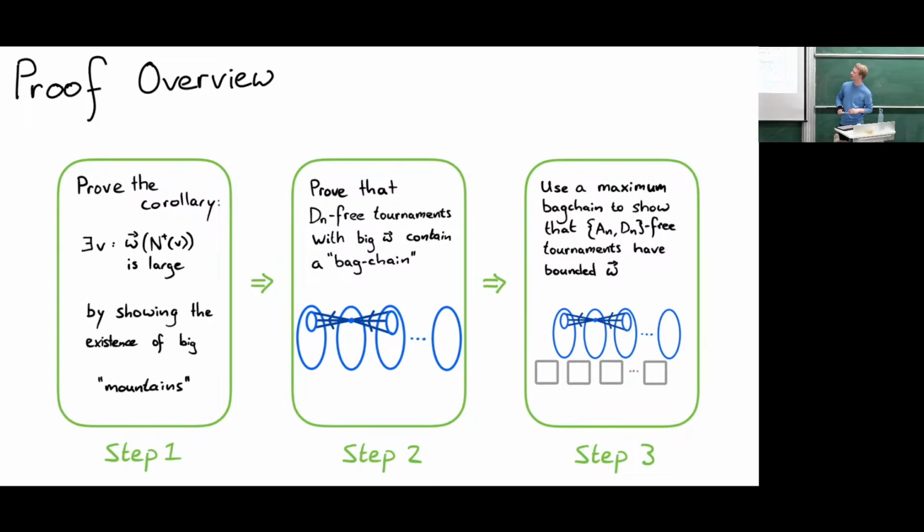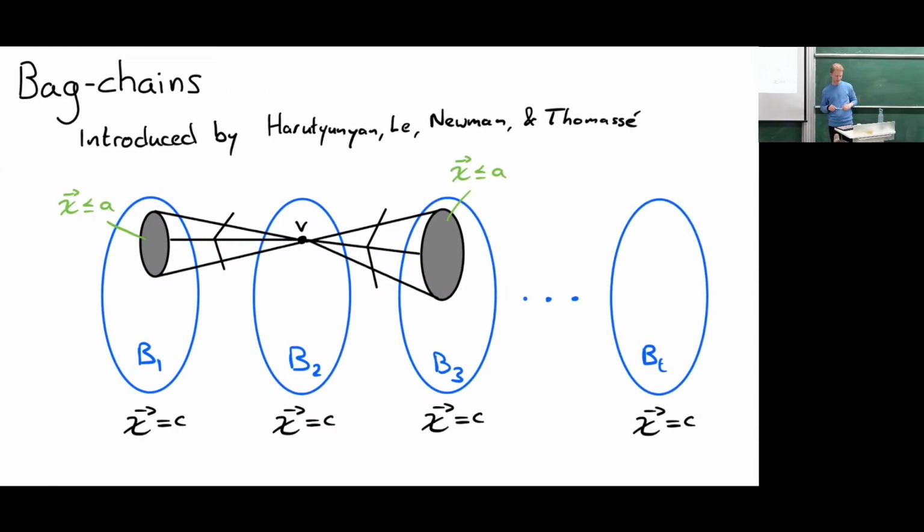Okay, so that is a very hand-wavy idea behind the proof of the corollary. So now we're going to use this to show that we have backchains. So what are these backchains? They were introduced by Harutyunyan, Le, Newman, and Thomassé, again for dichromatic number, and they're the structure where we have these sets called bags, and a bag has exactly a specified dichromatic number. So exactly dichromatic number C, not one more, not one less.